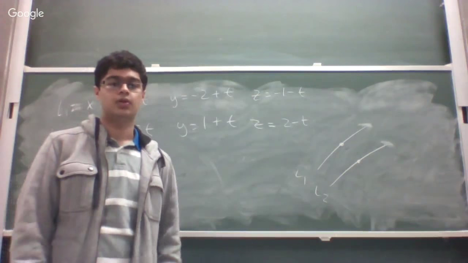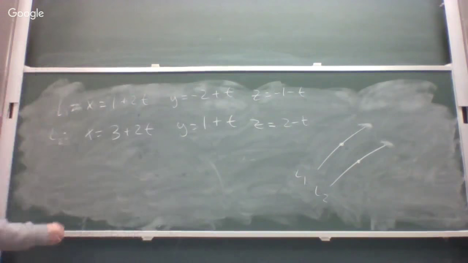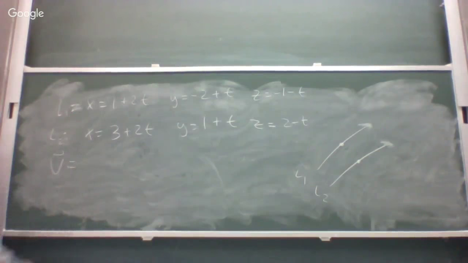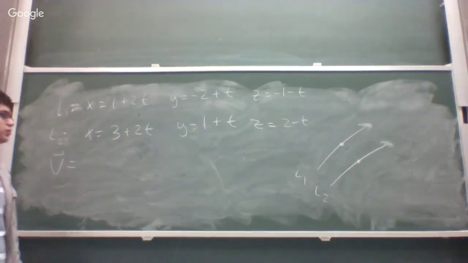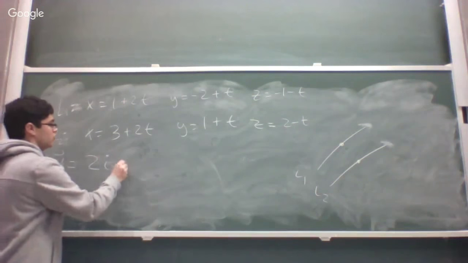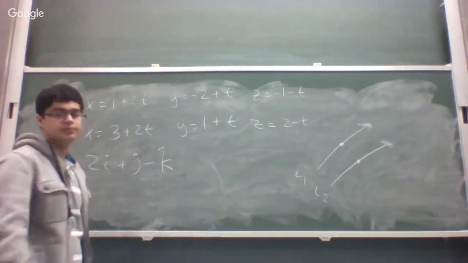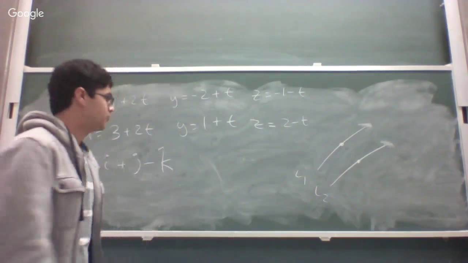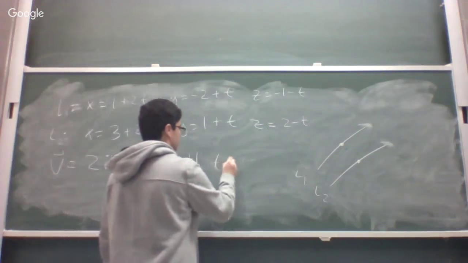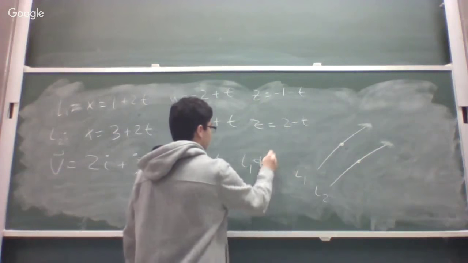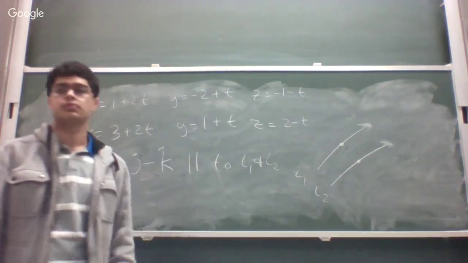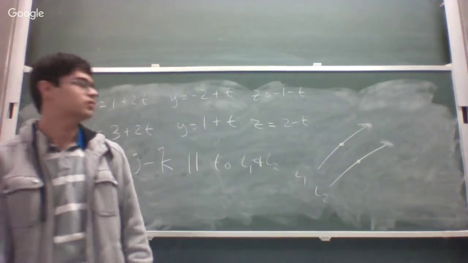So what would the vector be? Two i plus j minus k. And that's parallel to L1 and L2. Okay?